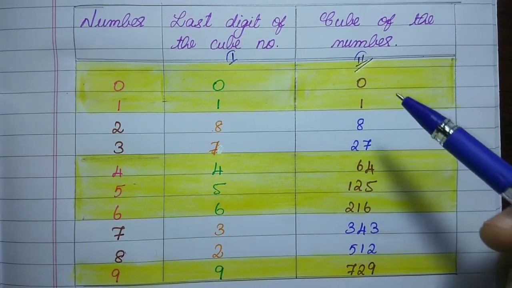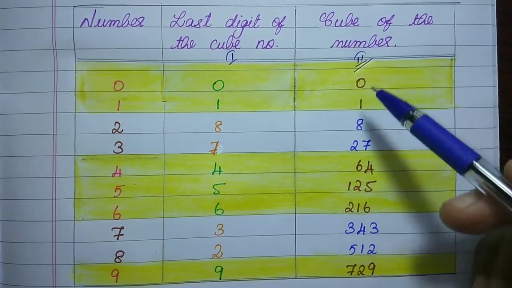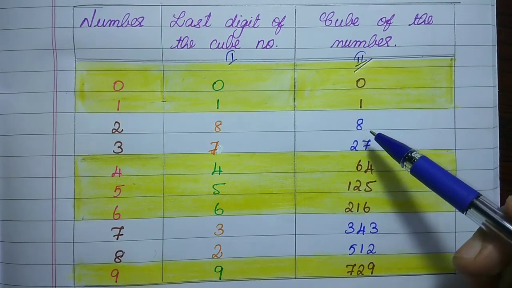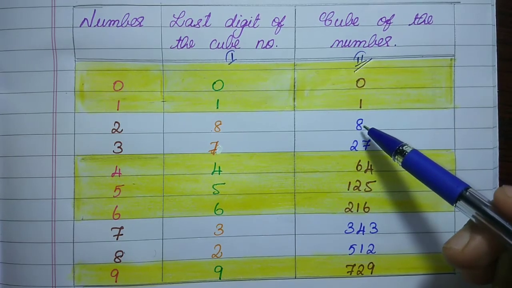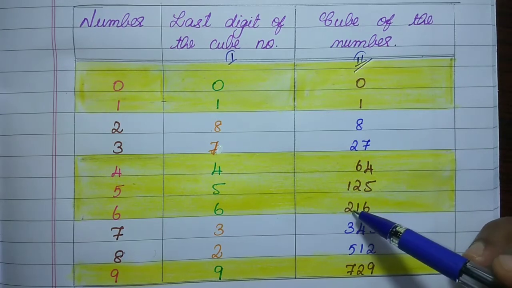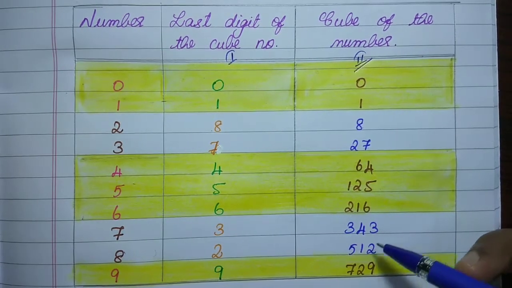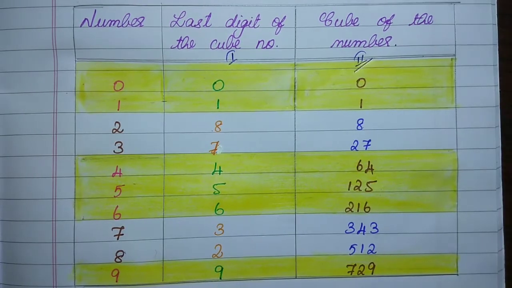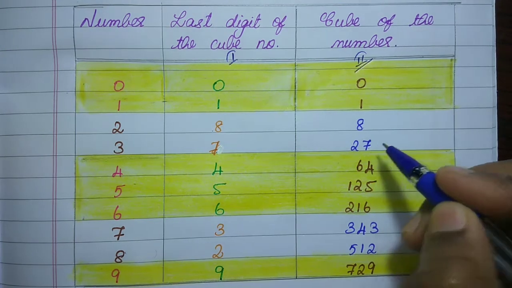It is very easy to know the cube of 0 and 1. So you just have to remember the cubes of only 8 numbers: 8, 27, 64, 125, 216, 343, 512, 729. Only these are the perfect cubes in 3-digit numbers. So these 3-digit numbers are very, very important. So you have to know them.